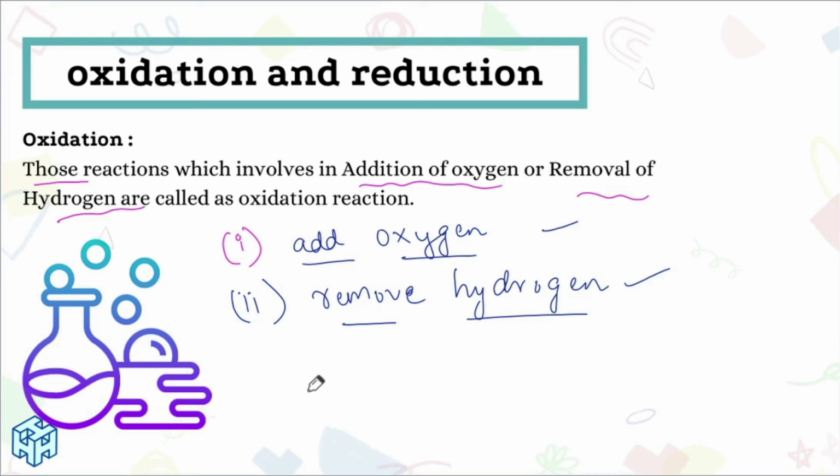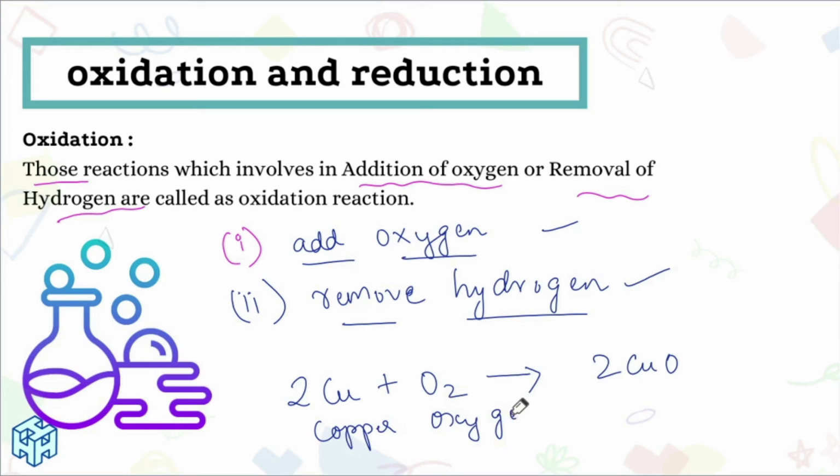Let me give you a simple example. 2Cu plus O2 gives you cupric oxide, that is copper. When burnt in the presence of oxygen, we get cupric oxide. Did you get what is happening here? What is happening in this reaction? We are adding oxygen. This is called oxidation.